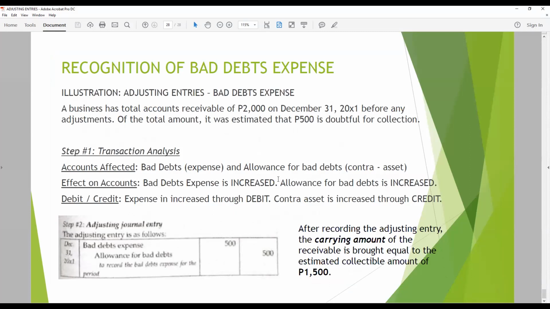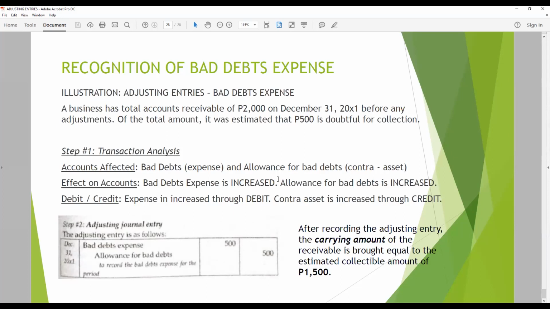So under adjusting entries, we also have bad debts expense. So if you recall, part of our accounting concept, we have this prudence or conservatism. So in preparing your financial statements, you have to be conservative, meaning you have to take account any unfavorable events and reflect them in the books. So in this case, recognition of bad debts expense is an example.